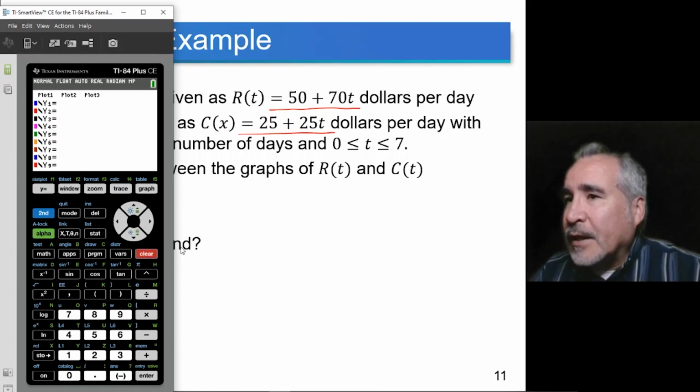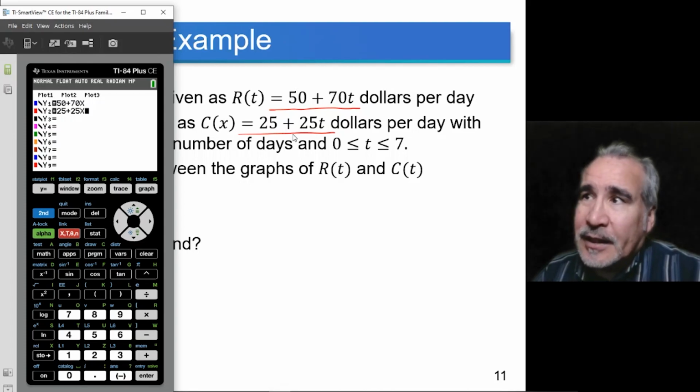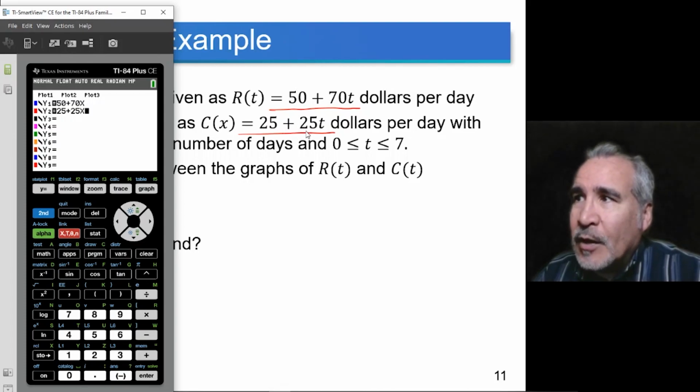So we've got 50 minus 70t. Oops, go back up to R1: 50 plus 70x. So these are just linear functions. They probably are not too difficult to work with. If you were to subtract them by hand, that's perfectly fine. But what we always want to do is verify. We want to see the graph so we can tell for certain which one's on top. You might say revenue hopefully is going to be on top of cost, but that doesn't always happen. So we don't want to make the assumption.